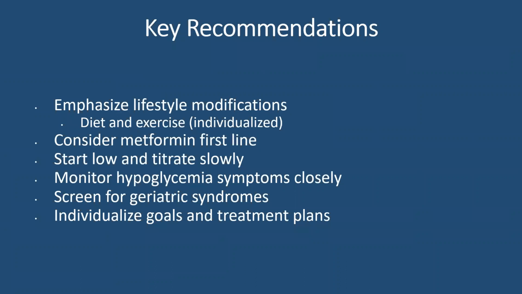Key recommendations: emphasizing lifestyle modification, diet and exercise, metformin first line, start low and titrate slowly, monitor for hypoglycemia, screen for geriatric syndromes, and individualize goals and treatment plans. I think that's really the biggest issue with older adults. You have to look at what his or her lifespan is going to be, how much they're interested in lowering their blood sugar, how much monitoring they're willing to do, and really individualize your regimens based on that. I think that's it.